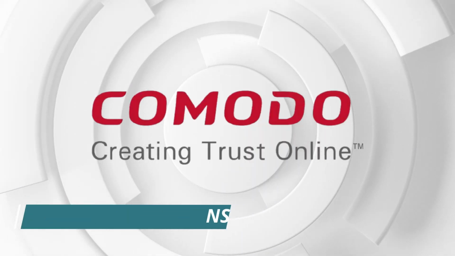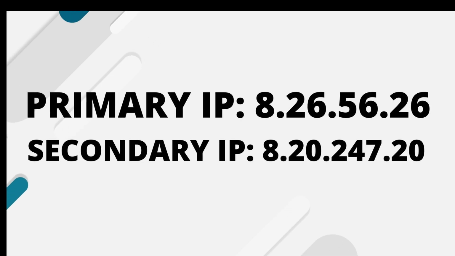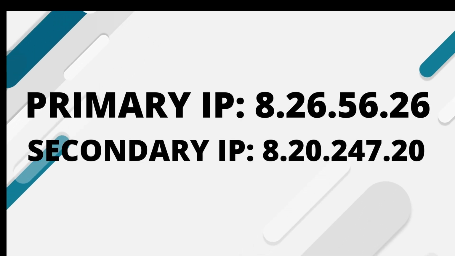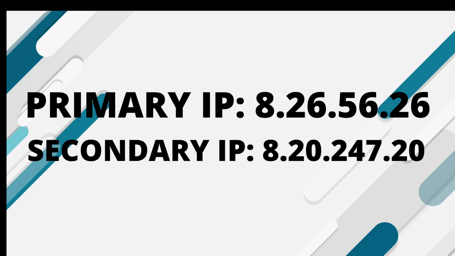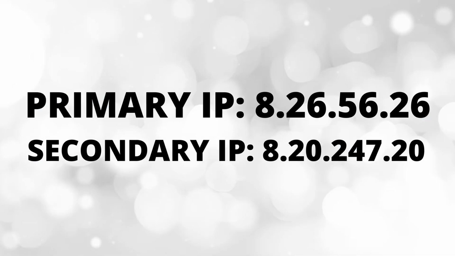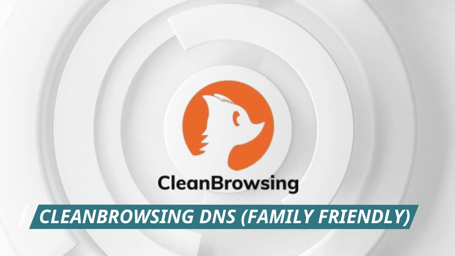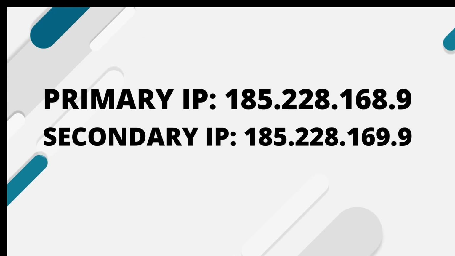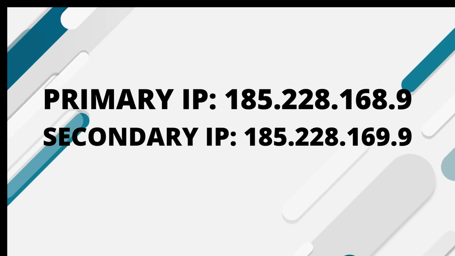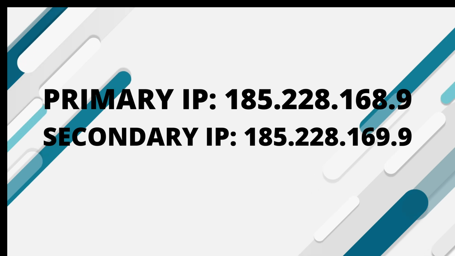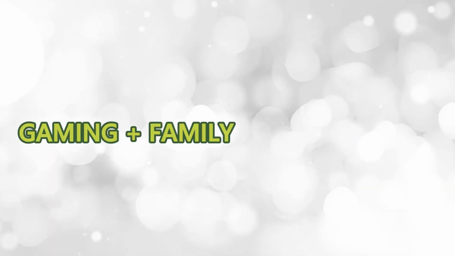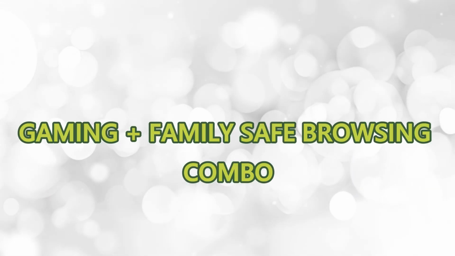Number 7. Komodo Secure DNS. Primary IP 8.26.56.26. Secondary IP 8.20.247.20. Security focused and decent speed. Number 6. CleanBrowsing DNS, family friendly. Primary IP 185.228.168.9. Secondary IP 185.228.169.9. Gaming plus family safe browsing combo.